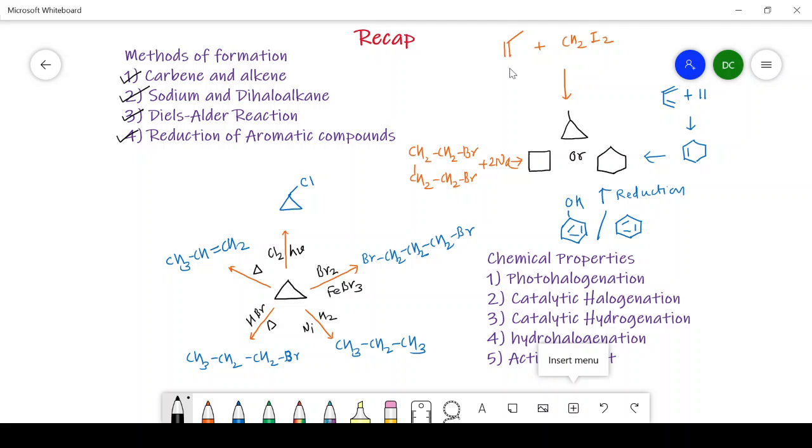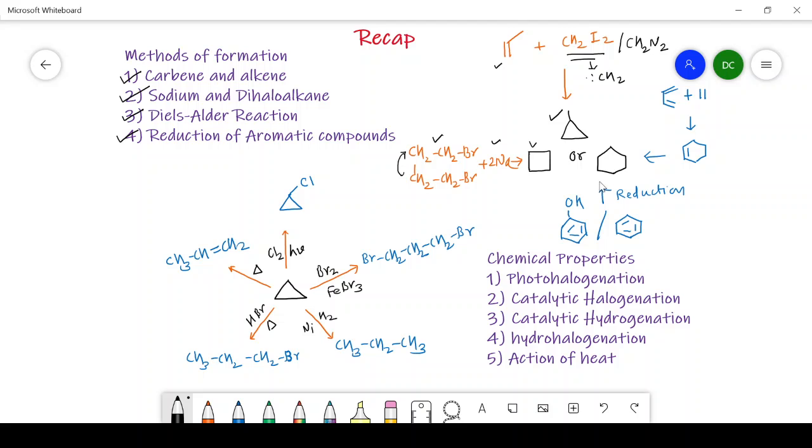Here you can see this is the alkene, and this reagent generates a carbene in situ. In place of this reagent, you can use diazomethane, which also generates a carbene. This carbene undergoes cycloaddition reaction with the alkene to form cyclopropane derivative. In the second method of formation, dihaloalkane, when treated with sodium, will form a corresponding cycloalkane derivative, and the structure of cycloalkane depends upon the number of carbons present in the dihaloalkane.